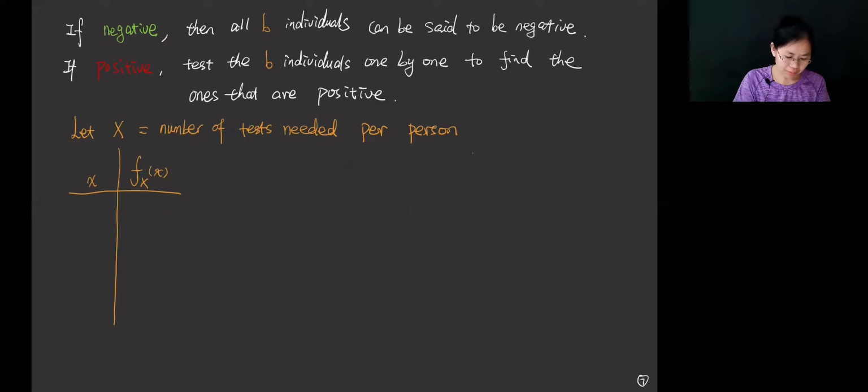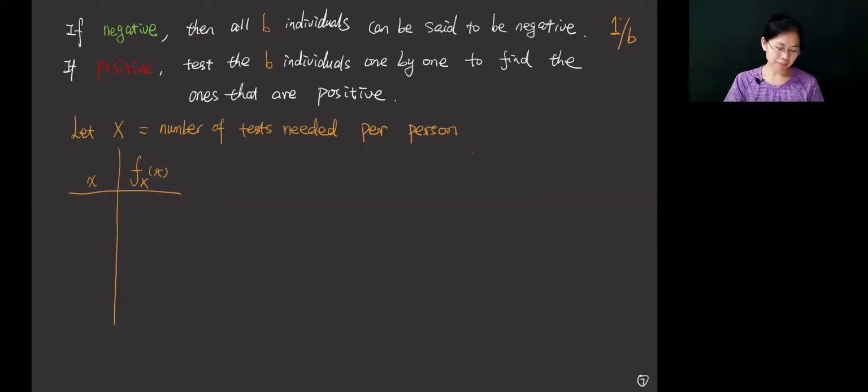When the pooled sample is tested negative, that means the pooled sample has no pathogen. That implies none of the individuals in the batch has the pathogen. That means the pooled sample test is the only test we need to do. So in that case, we only need one test for all B individuals, or 1/B test per individual.